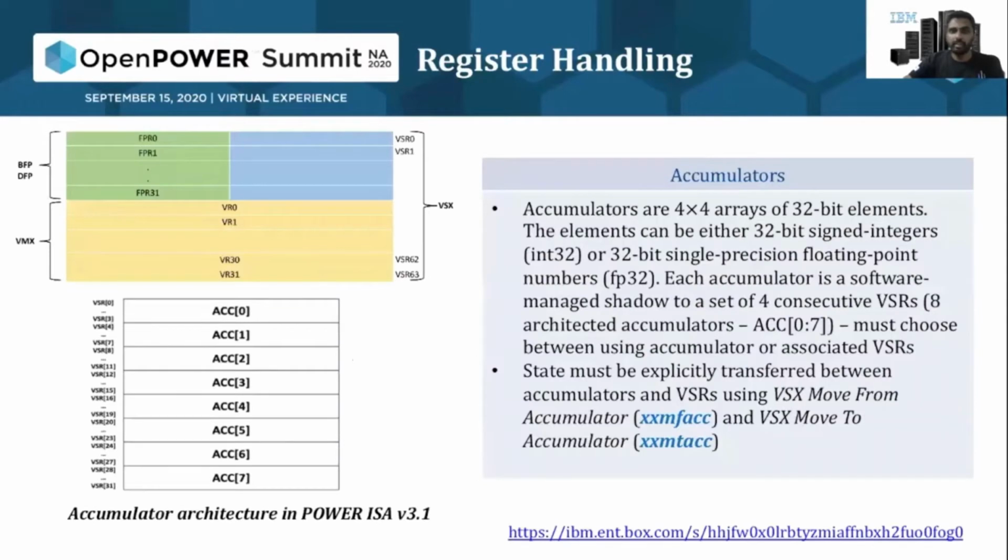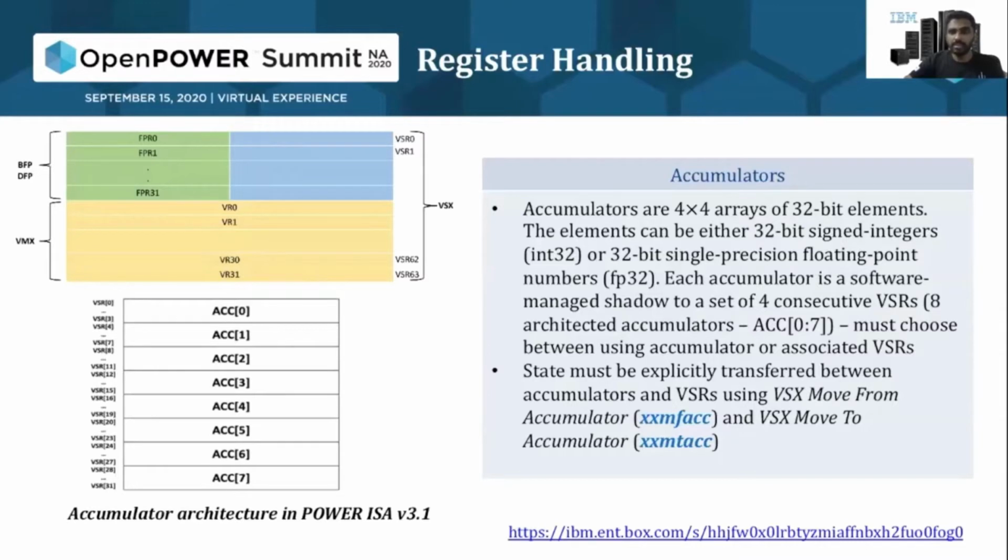Power ISA has support for 64 vector scalar registers to fulfill all the compute requirements of the VSX instruction set. As part of MMA architecture, 8 registers, each of size 512-bit, called accumulators, are introduced. These are software-managed shadows to a set of 4 consecutive VSRs. As shown in the figure, 32 VSRs 0 to 31 are mapped to 8 accumulator registers 0 to 7. Users must choose to either use the register as VSRs or accumulators. It cannot be used both ways.